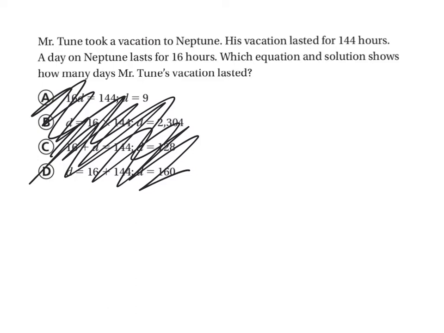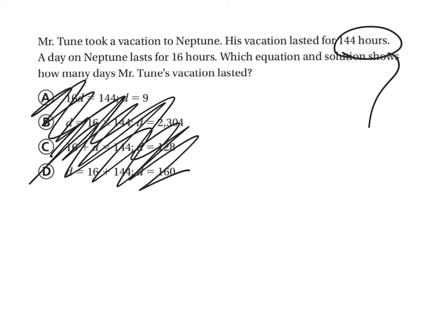Okay, so it says Mr. Toon took a vacation to Neptune. His vacation lasted for 144 hours. A day on Neptune lasts for 16 hours. Which equation and solution shows how many days Mr. Toon's vacation lasted? So let's stop and think about it. It's a little bit different problem because they're talking about traveling to Neptune, but if we break this down and think about what they're telling us, it's not too bad. His vacation lasted for 144 hours.